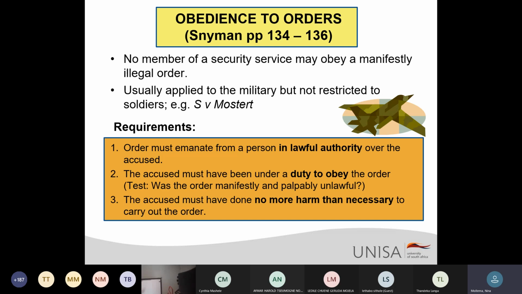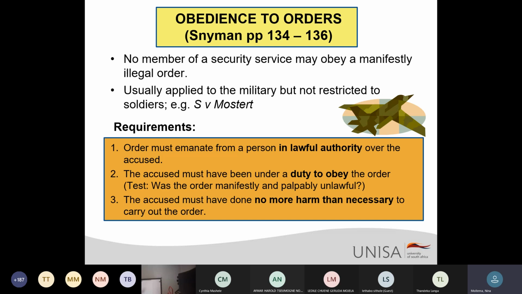So if an order is illegal, in other words, it's unlawful, okay, you must go and kill so and so, it's an unlawful order. You have the right to say, I will not do it, because it's a manifestly illegal order. And as we say, it's usually applied to the military, but it's not restricted to only soldiers.